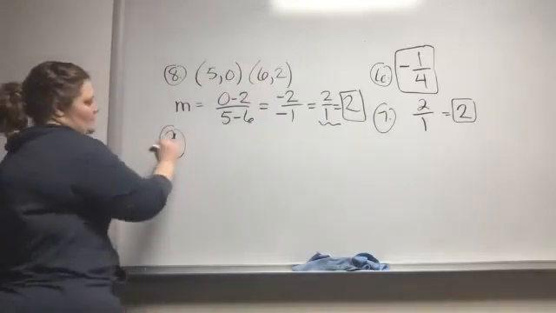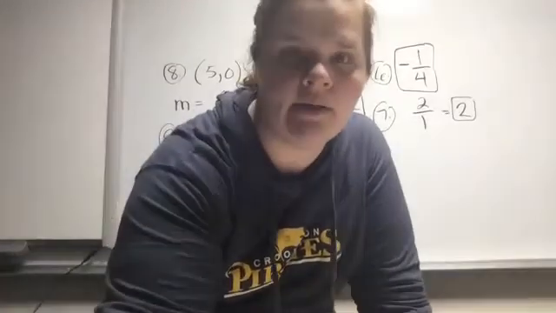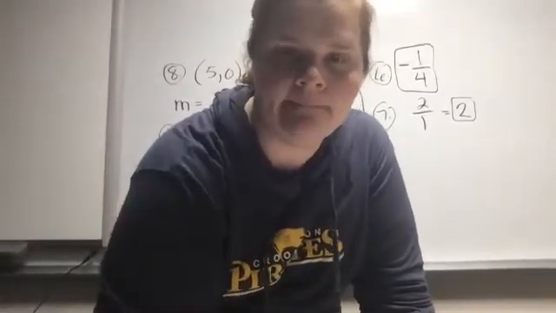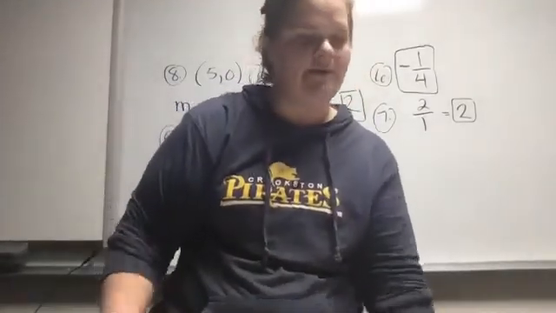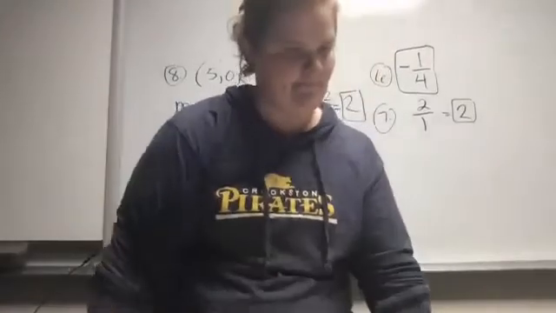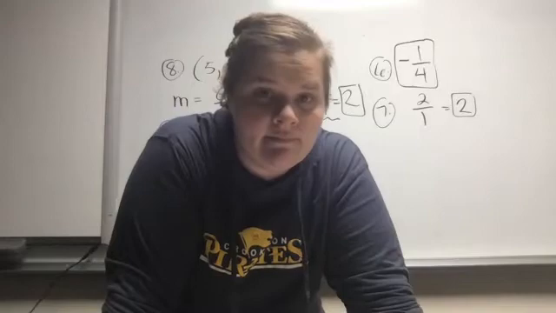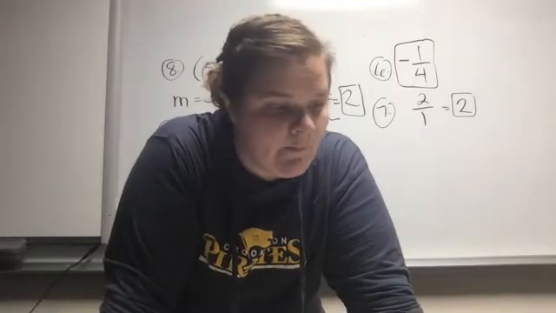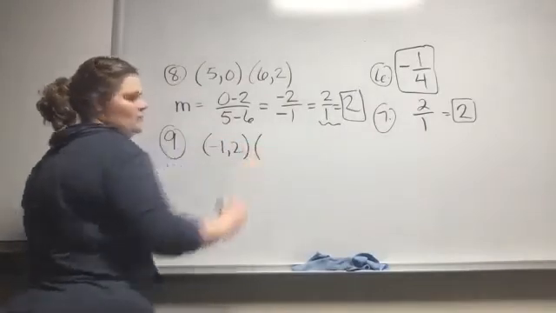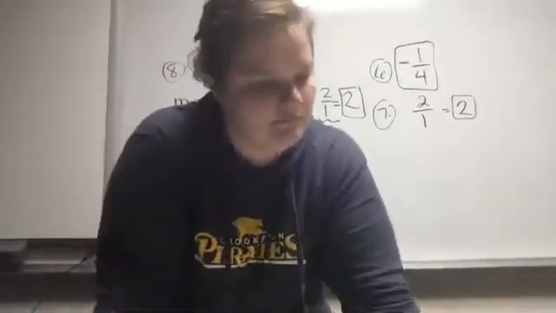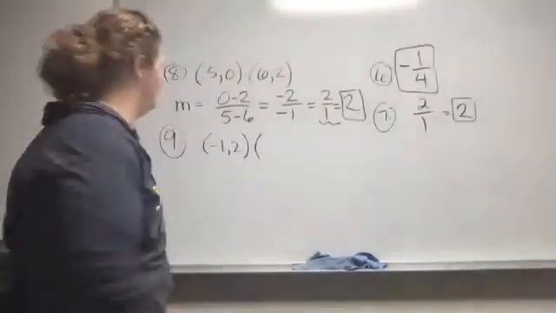Okay. Number 9, we're going to pick 2 random points out of that table. I'm going to look and see who's all here. Destiny, pick 2 points out of that table on number 9. Negative 1 and 2. Negative 1, 2. Love it. And what do you want for the other one? Negative 2 and 3. Okay.